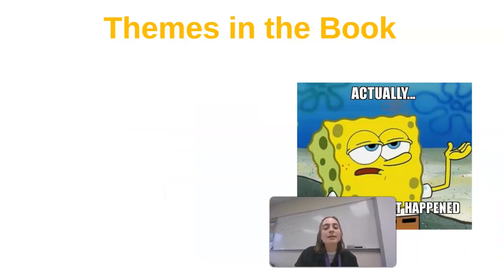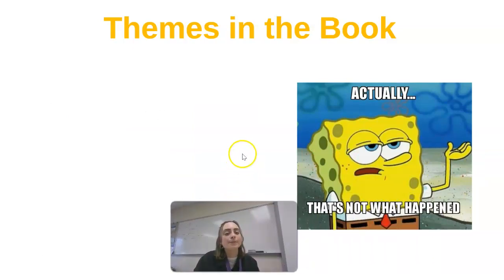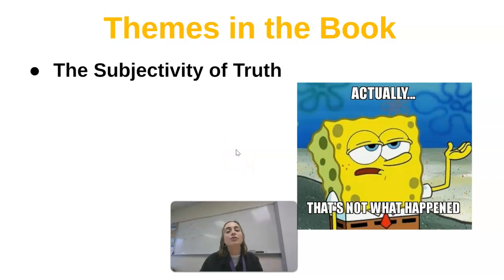The second main theme is all about truth. It's called the subjectivity of truth. I want you to think about a time maybe that you got into a fight or an argument with someone and think about how your side of the story would probably be different from their side of the story. So what's true to you might not be true to them. This is one of the meanings of the subjectivity of truth, that truth can really depend on your unique perspective and your point of view.